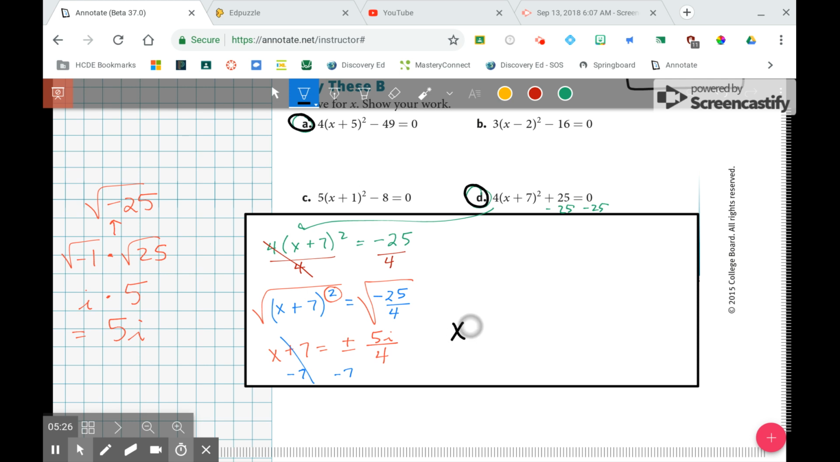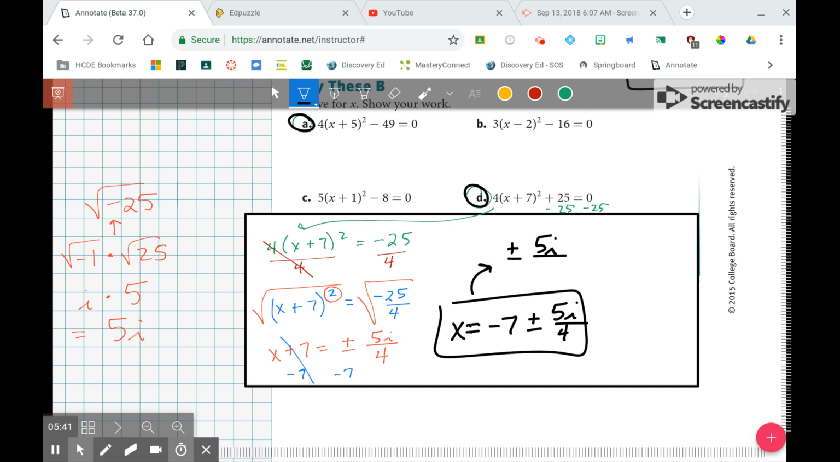So we get x equals negative 7, and then plus or minus 5i over 4. That's as far as you can go. Now, an alternate way you could write this would be plus or minus 5i over 4, and then put the minus 7. But it's kind of odd to have that plus or minus out in front when you have that negative 7 at the end of the equation. So it just looks a little bit better if you put the number in front, then plus or minus, and then the other number. So just put that plus or minus in the middle. It just looks more balanced.